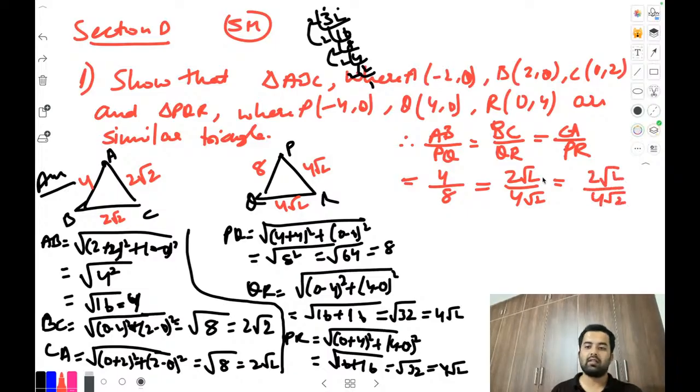Now, boys and girls, cancel out. Root 2 cancels, root 2 cancels. This becomes 1 by 2. This also becomes 1 by 2. This also becomes 1 by 2.